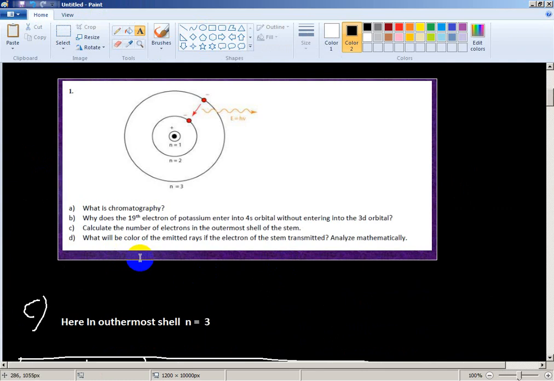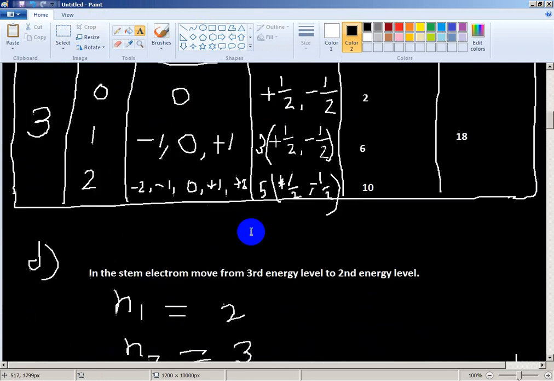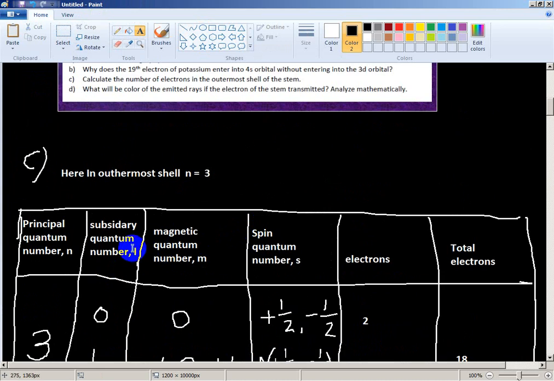Okay, so I'll give this problem as homework. You solve these things. You will calculate the number of electrons this way.